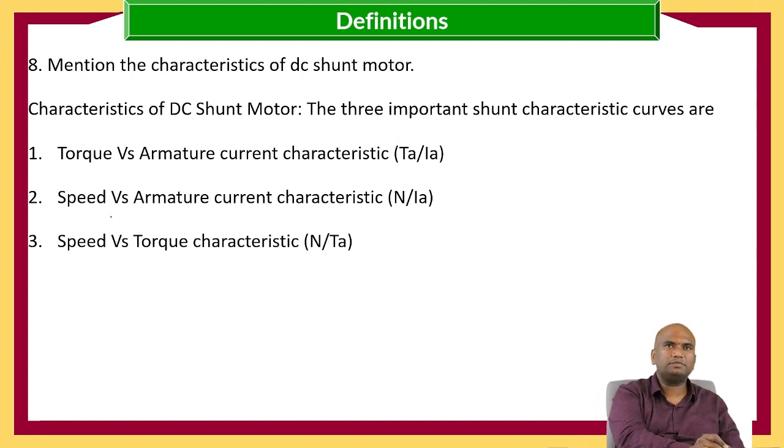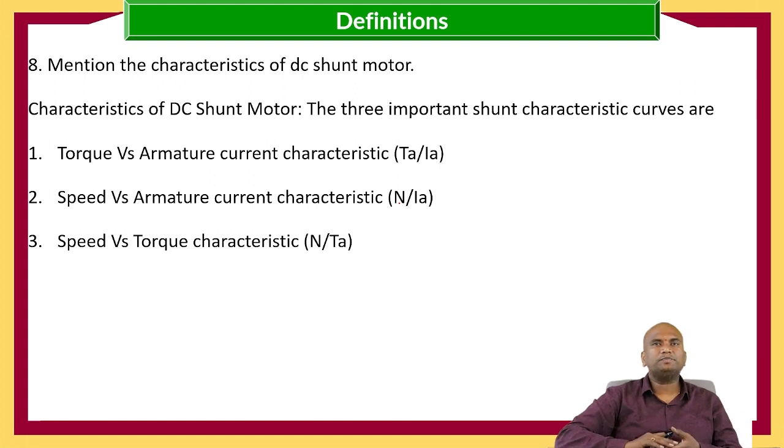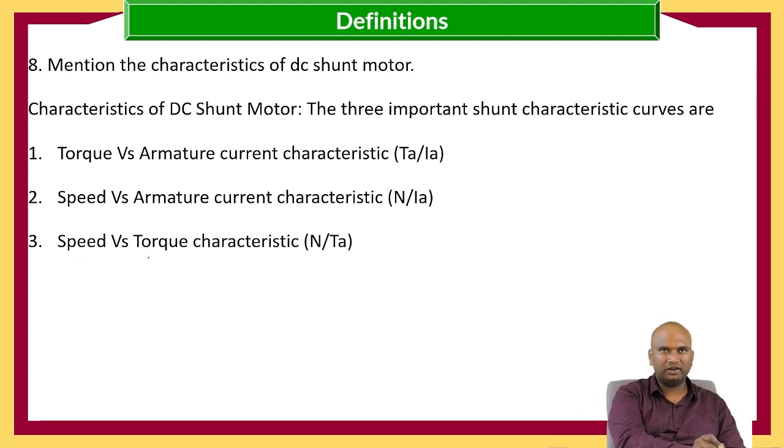The second one is the speed versus armature current characteristic. How the speed changes corresponding to the armature current. And the last one is the speed versus torque characteristic.